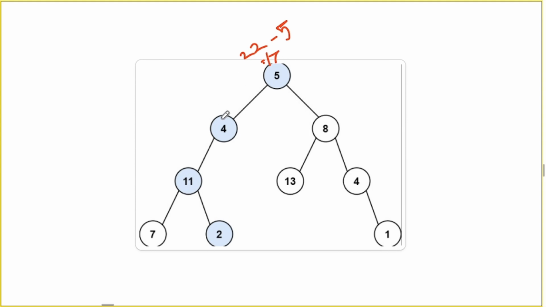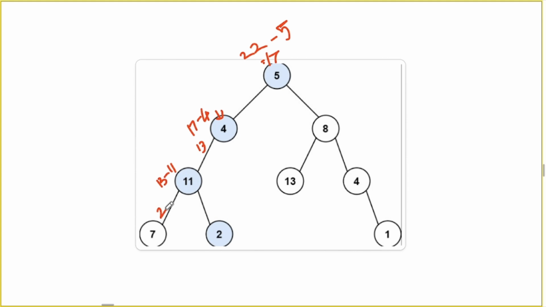After that we will go to the next node. We will subtract the next node's value from this 17. Okay, so what we will do is 17 minus 4 now. So we have 13 as the value. Then we will go to the next node. Then we will subtract the next node's value from this value. Okay, so 13 minus 11 we have 2, right?